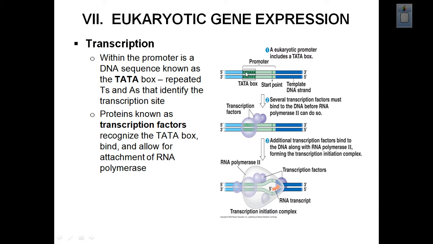We talked about that. The transcription factors, which are several of them, bind to the DNA, and then RNA polymerase can come in. We can see in this picture where the arrow is, that's where transcription occurs. The new RNA transcript is made 5' to 3', in that direction, according to the template strand. So that's one thing.